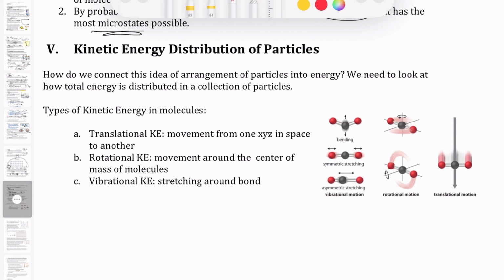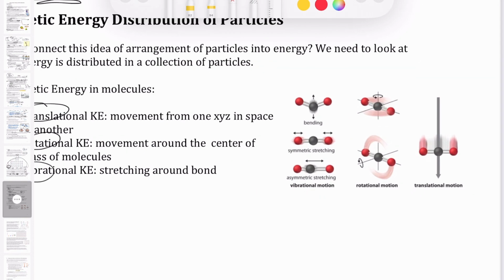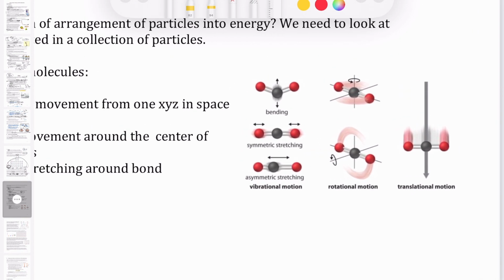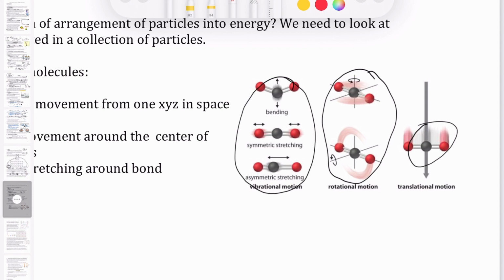Okay, so the first thing is just to understand that there's three different types of kinetic energy that we see in molecules. We have translational, rotational, and vibrational, and they're illustrated here on the right. So translational is just when particles are moving from one point in space to another point, as shown right here. This is rotational motion, which is, as you might imagine, just rotation around the center of mass of the molecule. And then this is vibrational, and that's usually motion along the bond of the particles.